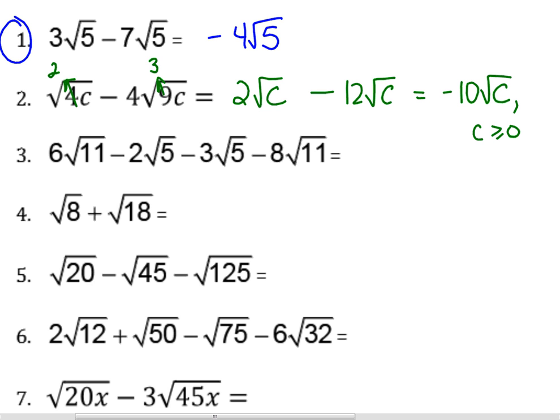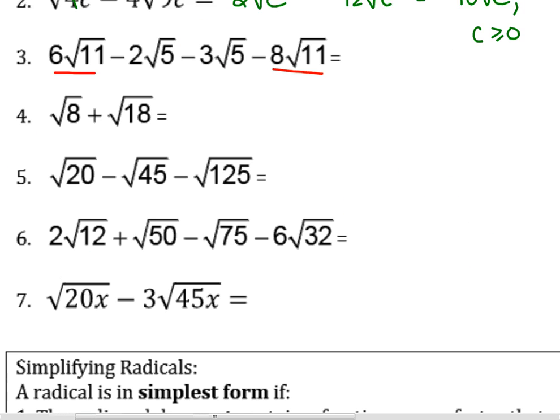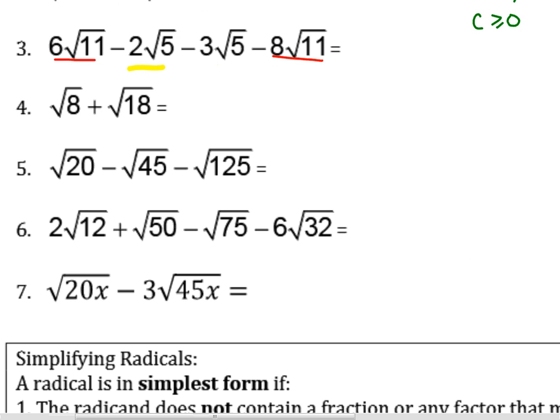All right, so like terms. Which ones are like terms here? Root 11s and the root 5s. Let's use a yellow. So we're going to combine like terms. So first the root 11s: 6 root 11 minus 8 root 11.